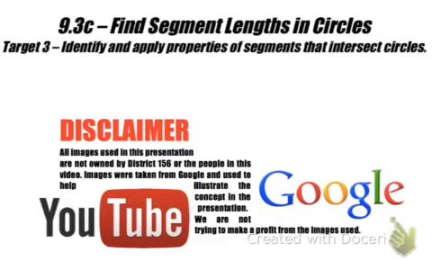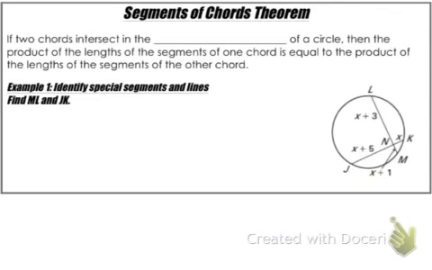Hello there. Today we are going to learn how to find secant lengths in circles, which is the last part of Target 3. The segments of chords theorem. If two chords intersect inside of a circle, then the product of the lengths of the segments of one chord is equal to the product of the lengths of the segments of the other chord.